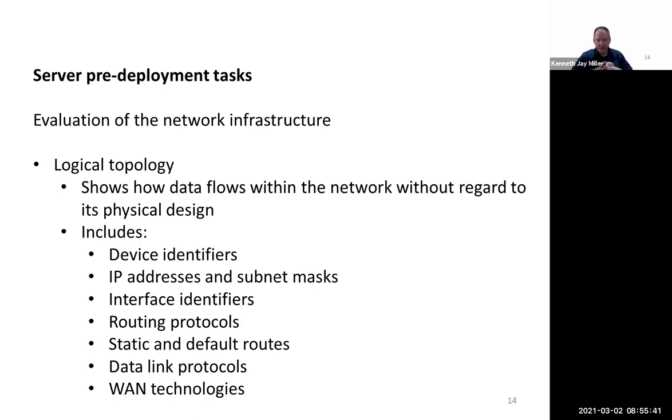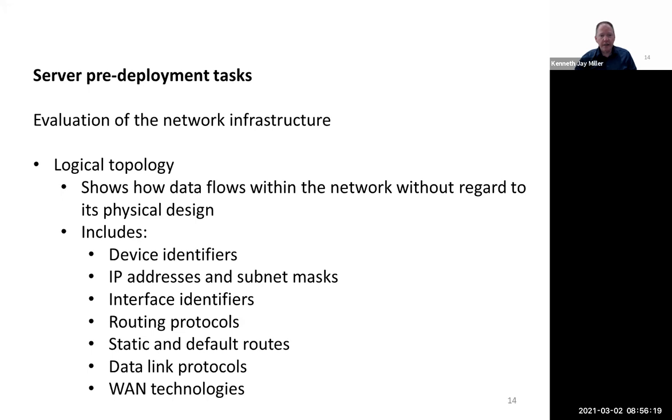Well, it's going to have to go through the devices that are part of the physical topology, but now we'll just say, here's a workstation, here's a switch, here's a server. It goes through the switch to the server. Now, in reality, that switch may be in a closet, that server may be across campus, but logically, that's how they connect. So our logical topology shows the data flow without regard to the physical design. So it's just like a picture or a schematic compared to a blueprint, okay?